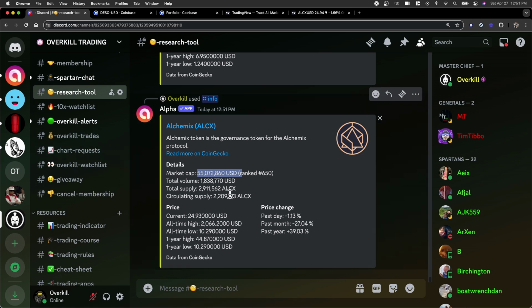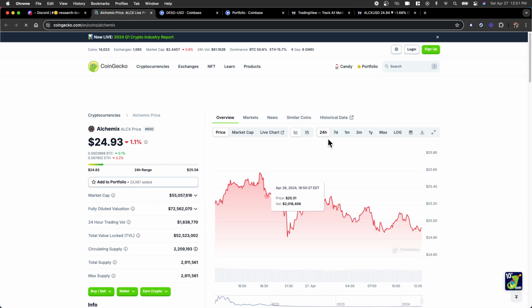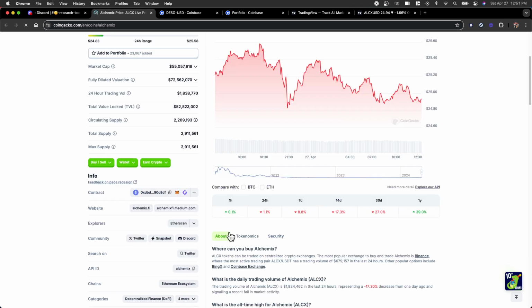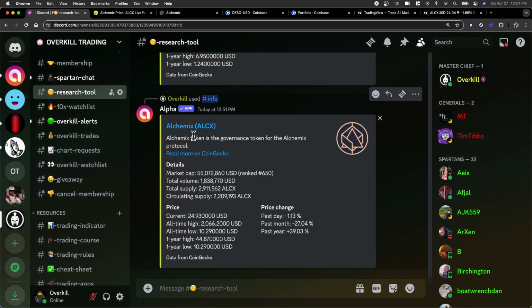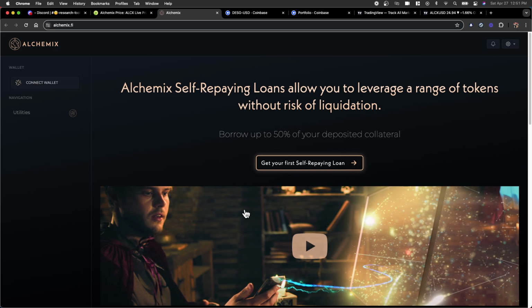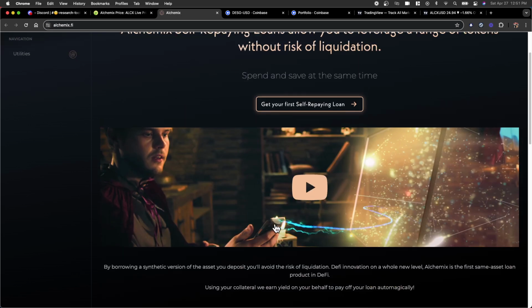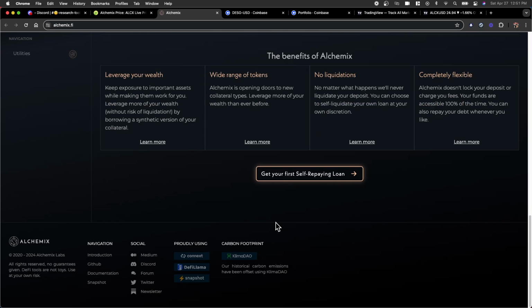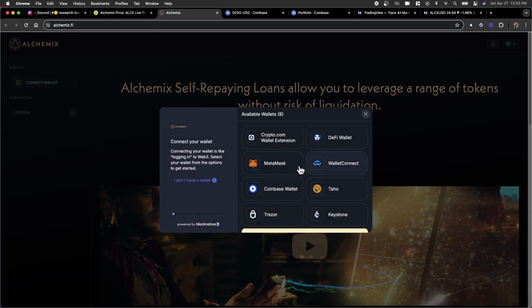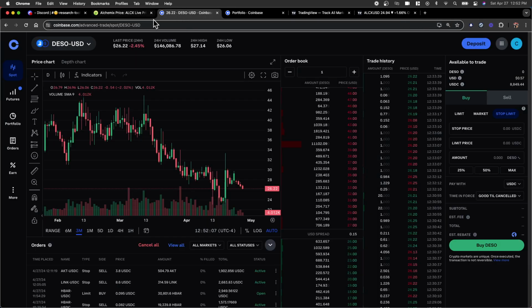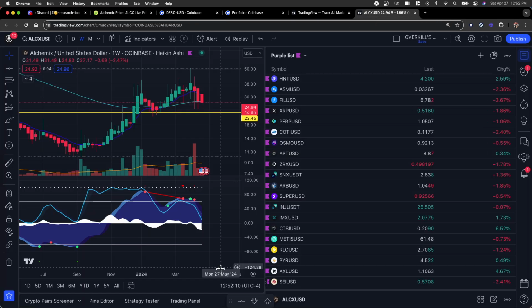Okay, I'd actually like to look at their website. Let's check it out. They got a website. Yep, they got two websites. Okay, this is one of those $50 million, super small market cap. Looks like a game. Okay, so they connect with MetaMask, Coinbase wallet. They connect with every single wallet. So that's interesting. I'm gonna add this one in.